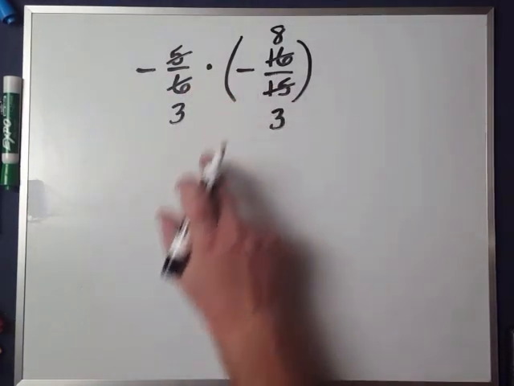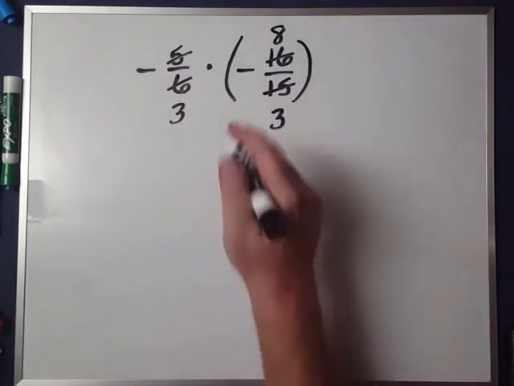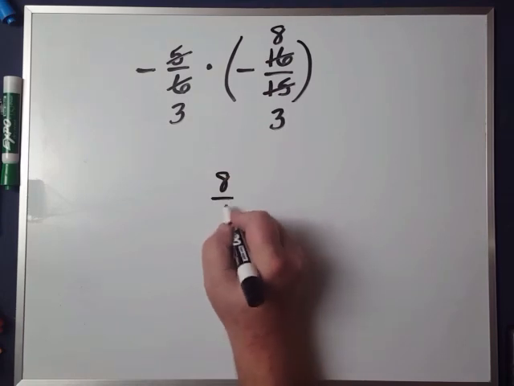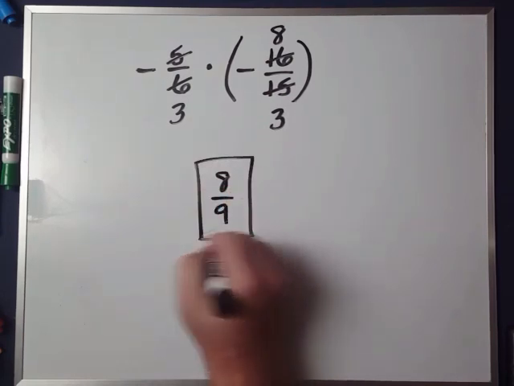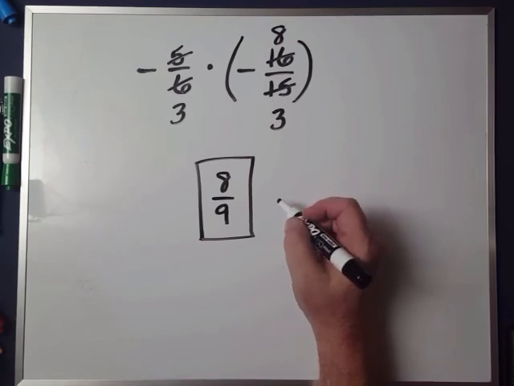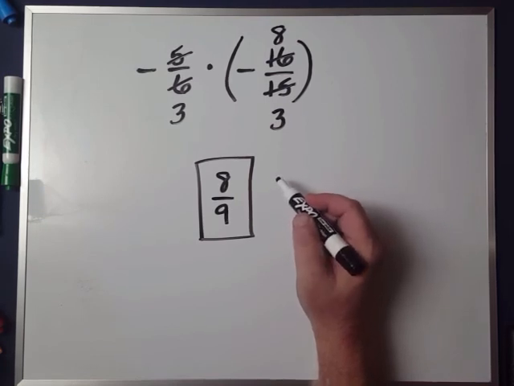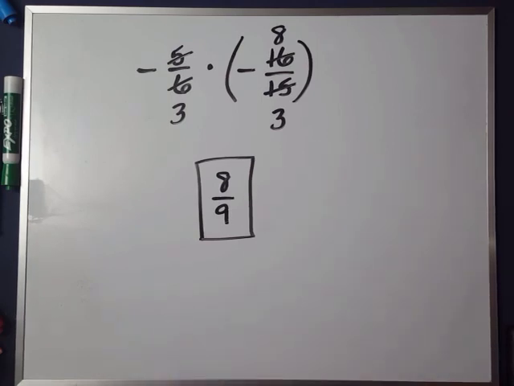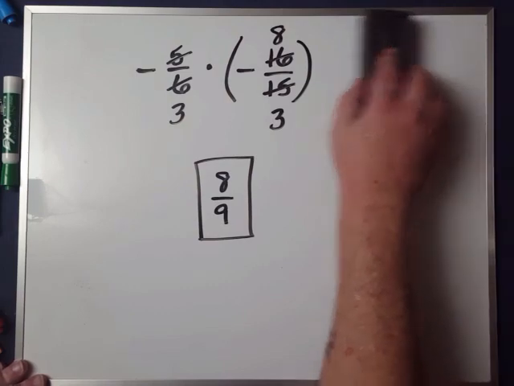A negative times a negative is positive. Multiply the tops, multiply the bottoms. Double check, make sure it is in lowest terms, and it is. So our answer here, positive 8/9. Another thing we talk about when we're dealing with multiplication is factors of numbers. And look at number 30. It says find all integer factors of each number.